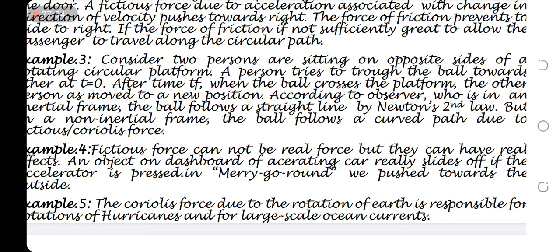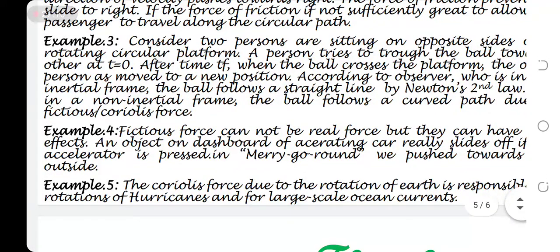Fictitious forces cannot be real forces, but they can have real effects. We cannot directly observe the cause of a fictitious force, but its effect we can easily observe. An object on the dashboard of an accelerating car really slides off.